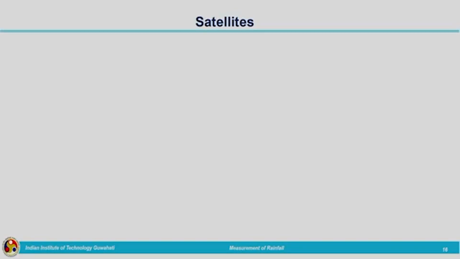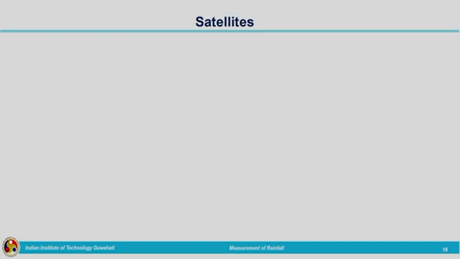So, based on that we can collect data, and that can be used for getting the precipitation data corresponding to a particular region. That much about radars. Next is the satellite rainfall data.